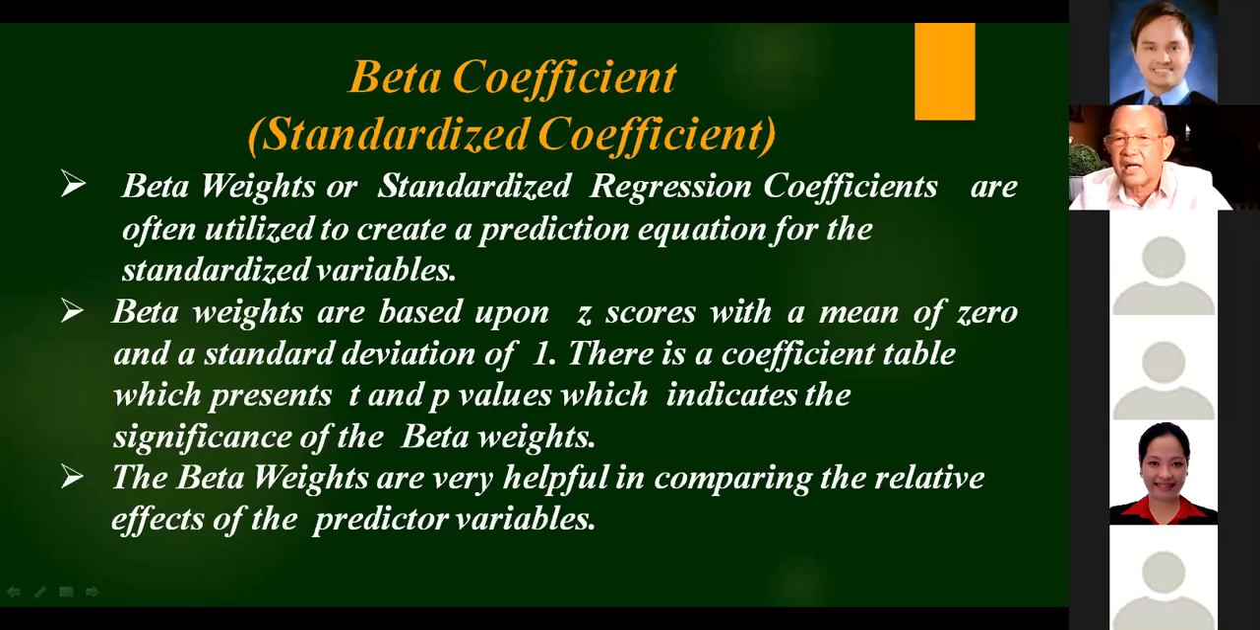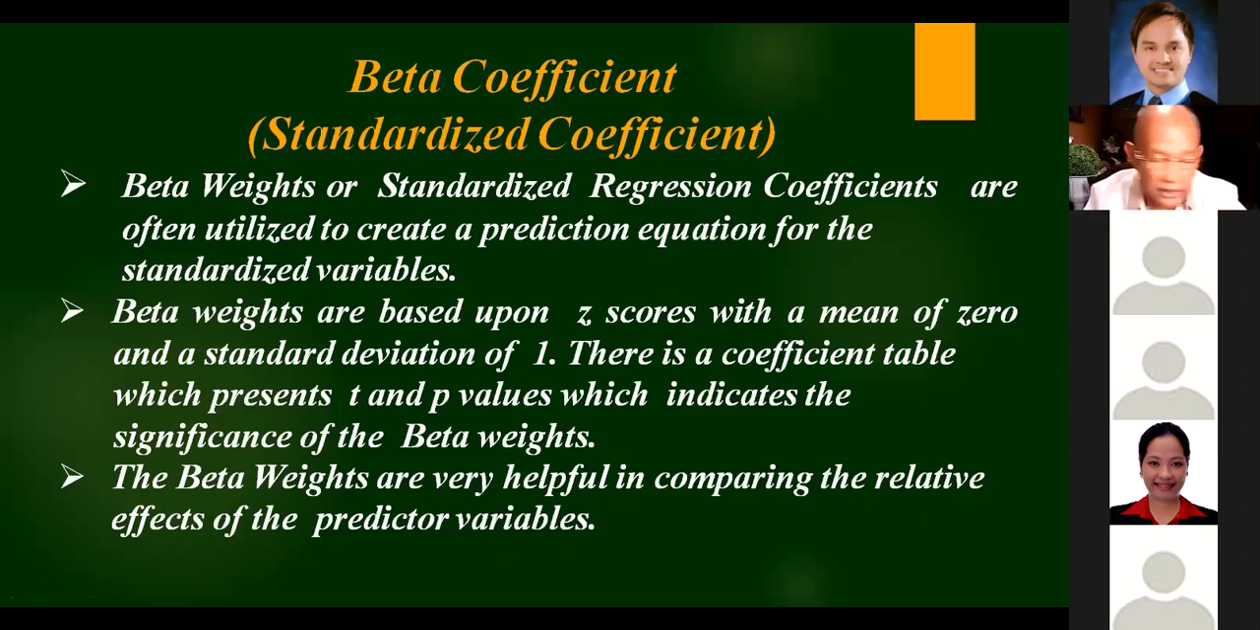15 are non-significantly correlated. Kaya ang next question natin is, how much does each important variable contribute to the Y? Yun ang sinasabi nitong number 3. The beta weights are very helpful in comparing the relative effects of the predictor variables to the criterion variable. The higher the beta weight, the higher the effects.